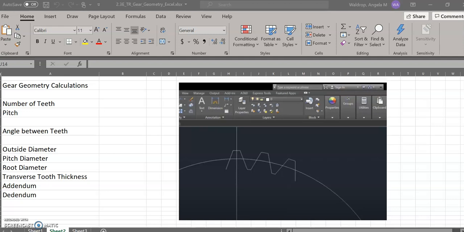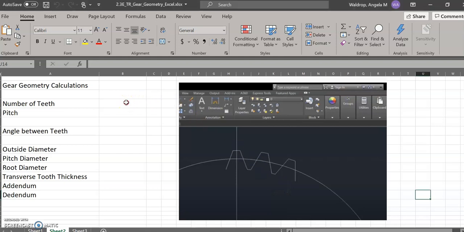What we're going to learn about today is how to put together a spreadsheet to help us have some basic information to complete a gear drawing. So this is going to be for our gear drawing calculations. These are the items that we are going to need in order to complete a gear drawing, and you can see I have a picture of some teeth from a gear drawing that I did in AutoCAD.